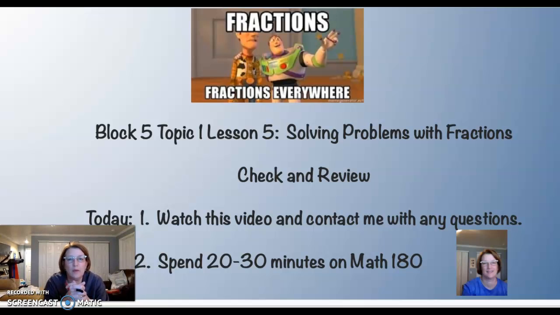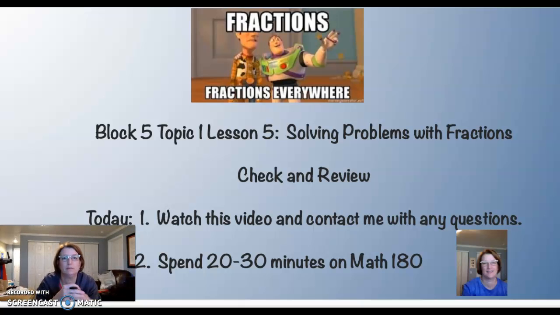Hi, we are coming down to the end of Block 5, Topic 1, and I hope that you are about to finish Block 5, Topic 1 on Math 180. In our last lesson, we went over how to solve problems with fractions. We did the lesson. There was a quiz for you to practice, and now I want to go over that with you to make sure that you understand.